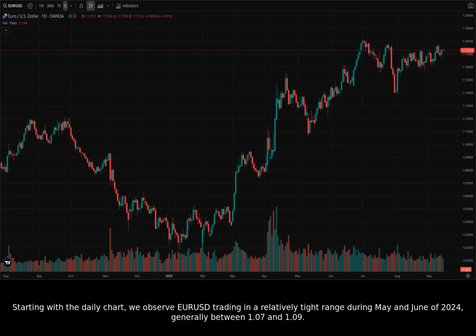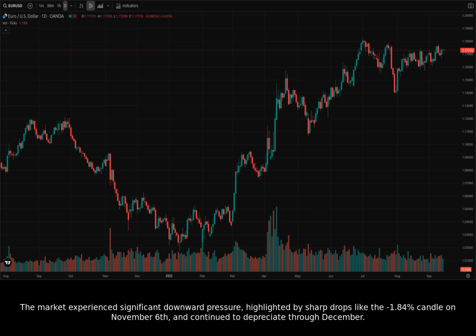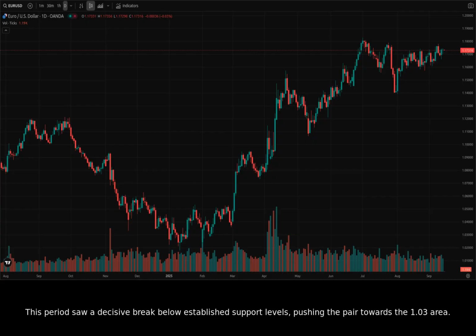Starting with the daily chart, we observe EURUSD trading in a relatively tight range during May and June of 2024, generally between 1.07 and 1.09. However, the latter half of 2024 brought a dramatic shift, with a sustained bearish trend taking hold from October. The market experienced significant downward pressure, highlighted by sharp drops like the -1.84% candle on November 6, and continued to depreciate through December. This period saw a decisive break below established support levels, pushing the pair towards the 1.03 area.